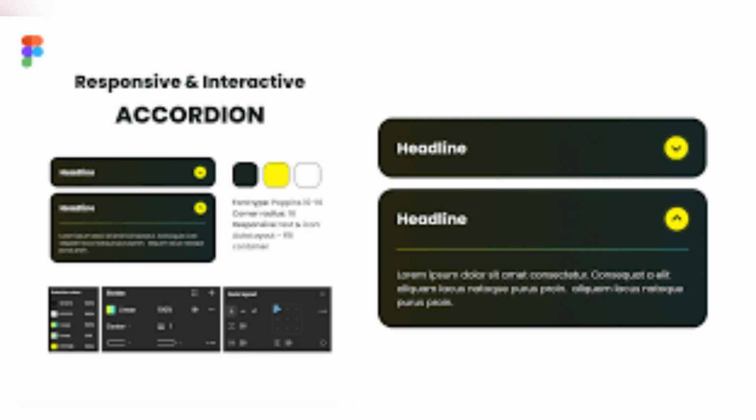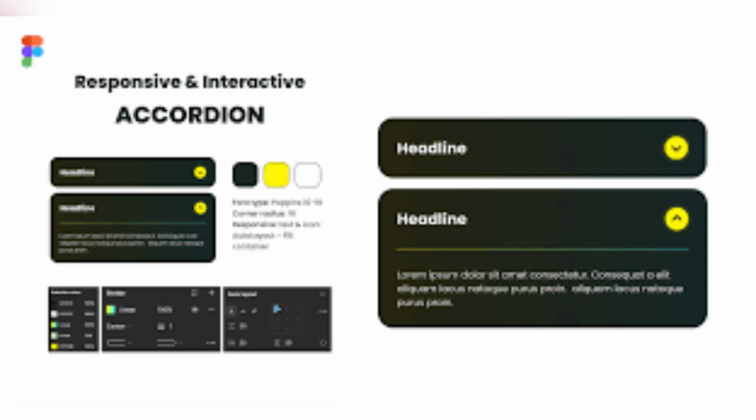Set the title text resizing to fill container so it expands with the frame, and set the icon to fixed so it maintains its size. In the auto layout settings, choose space between for distribution so the icon always stays on the far right, regardless of the title length. Next, add the content for the expanded state.